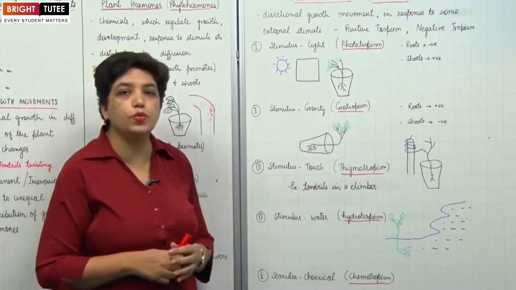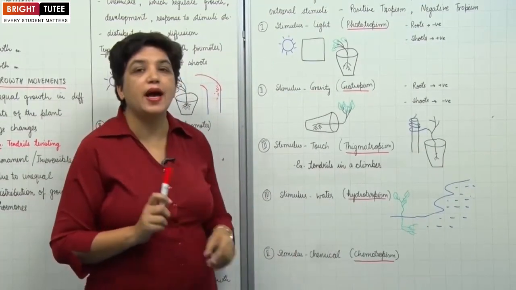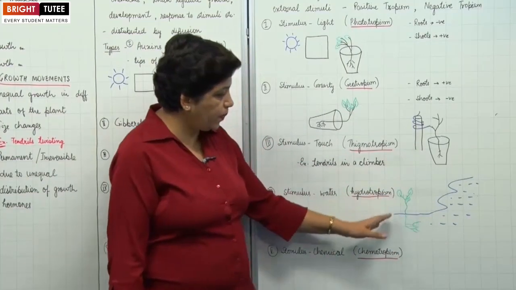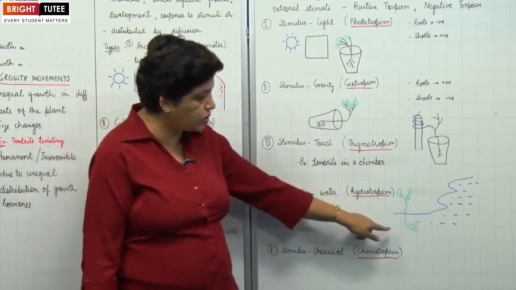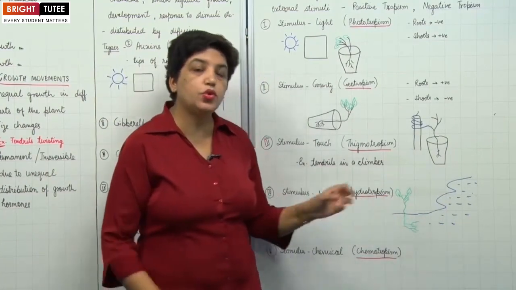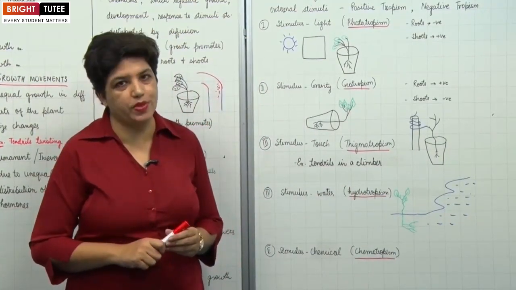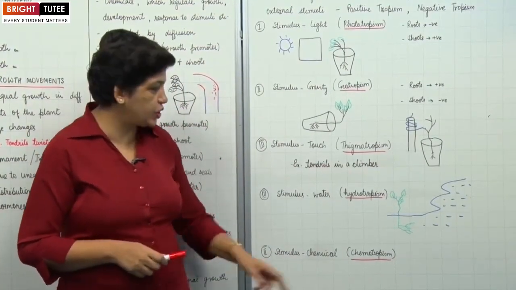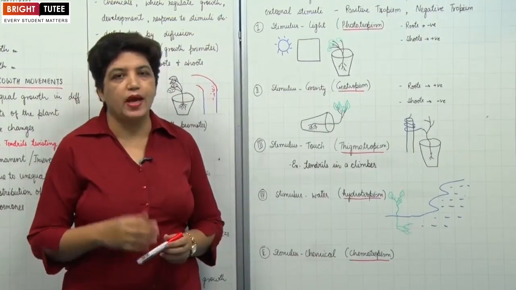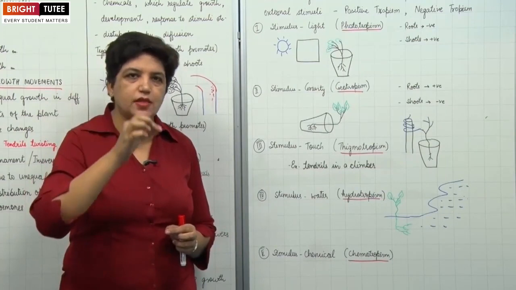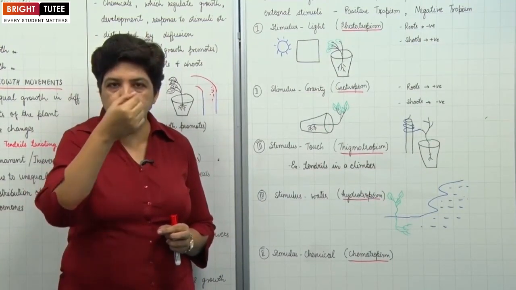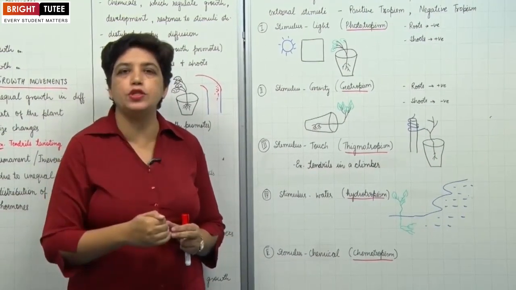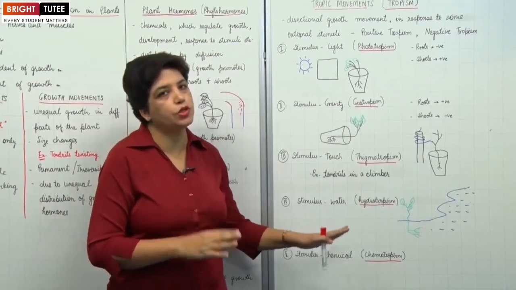Next, if the stimulus is water, that phenomenon is known as hydrotropism. Consider there is some water body nearby. So the plants which are growing near the water body, the roots start growing towards the water. So roots show positive hydrotropism. And another type is the chemical tropism, which is known as chemotropism. As you know, in pollination, the pollen grains reach the stigma. Then the pollen tubes start growing towards the ovary or the ovule. That movement of the pollen tube is known as positive chemotropism.